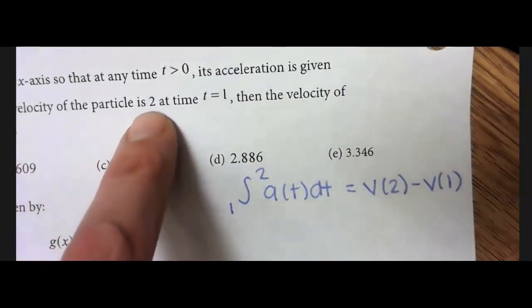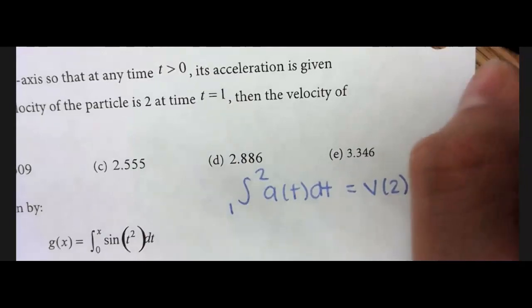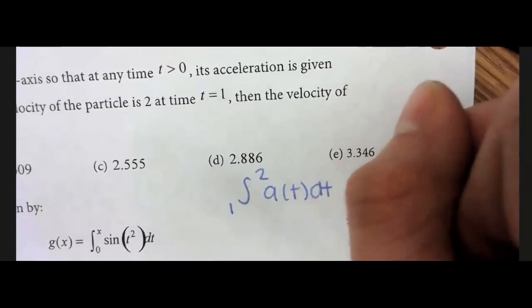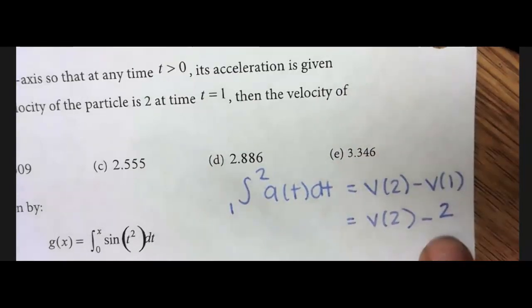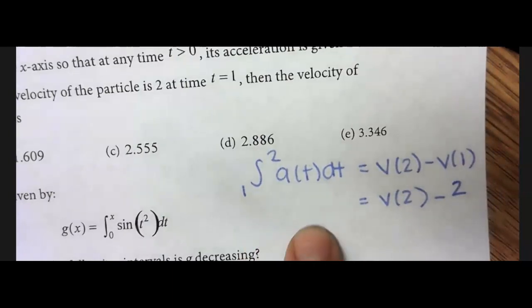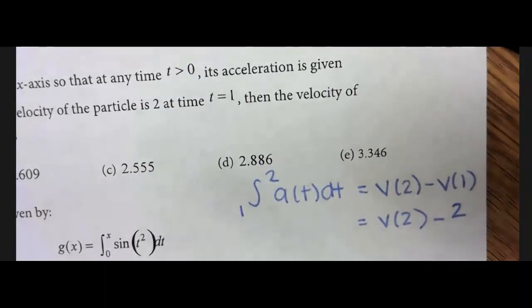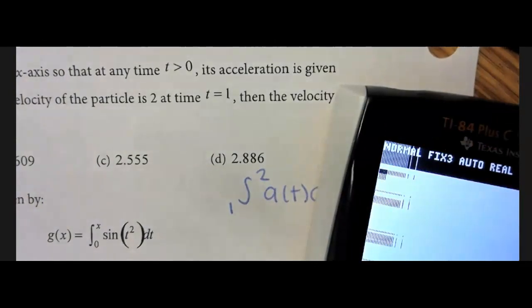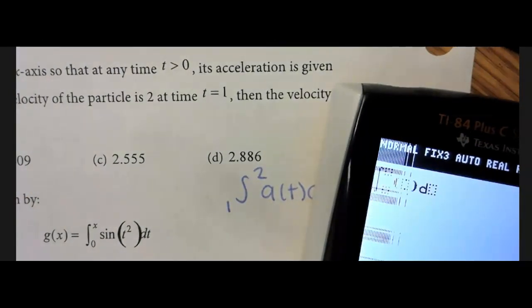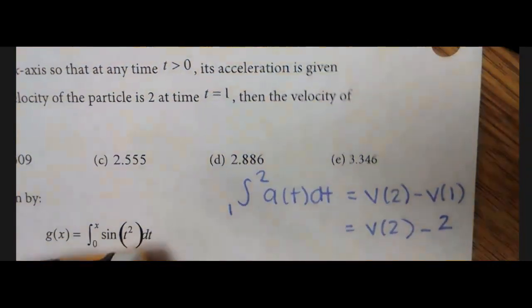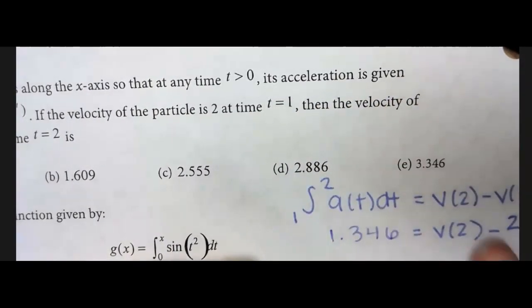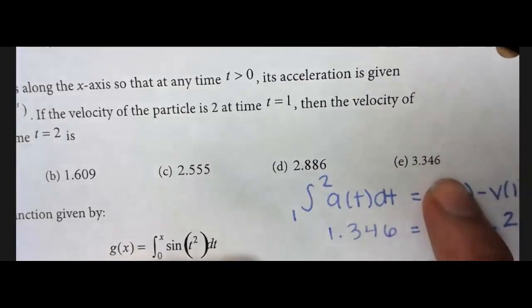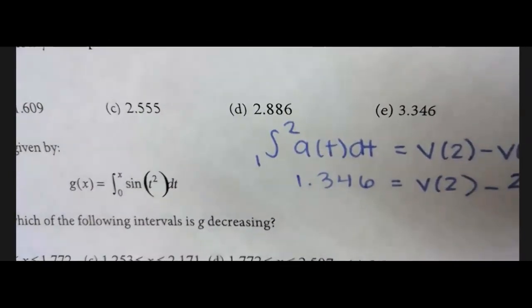If the velocity of the particle is 2 at 1, v of 1 became 2. We were looking for v of 2. So you had v of 2 minus 2, and you used your graphing calculator to find this value here. So again, I told you they were calculators. So you take math 9, you do the integral from 1 to 2 of ln(1 plus 2 to the x) dx. You get 1.346. Add 2 to that value, and you get E. That is the fundamental theorem of calculus.